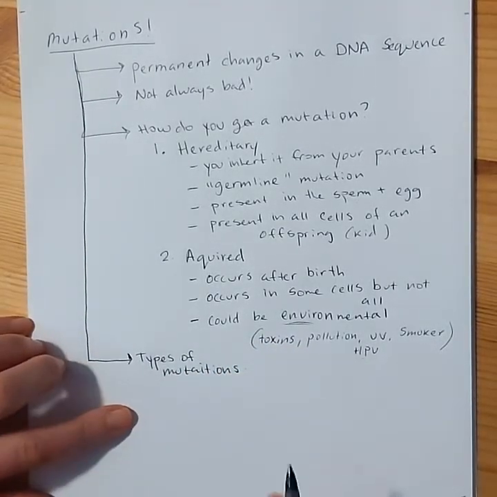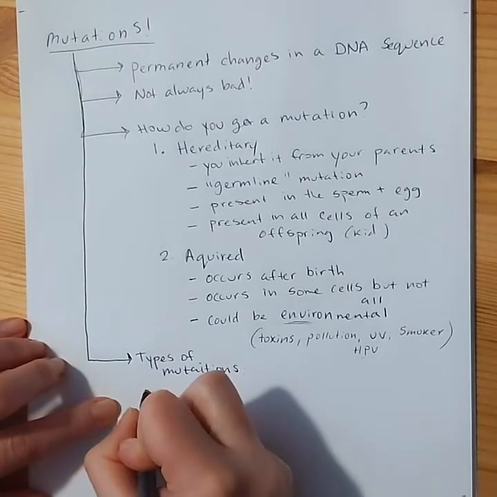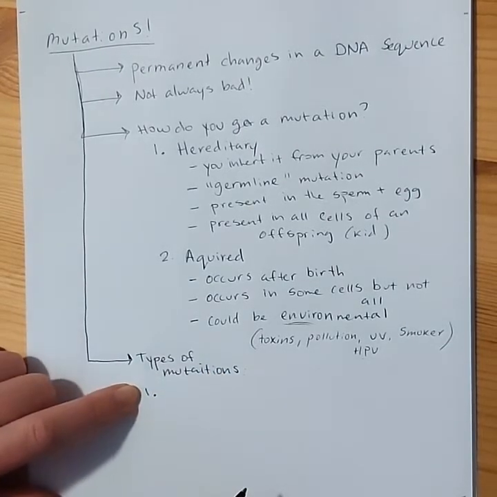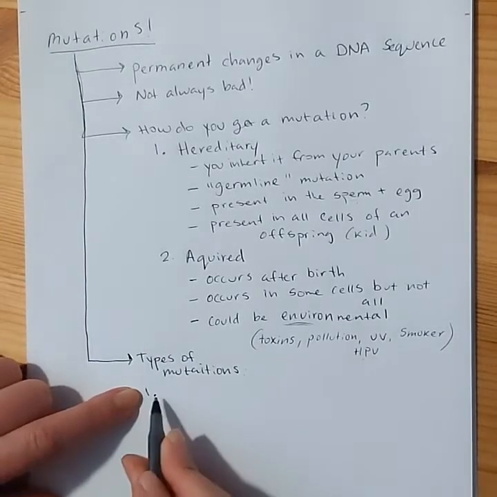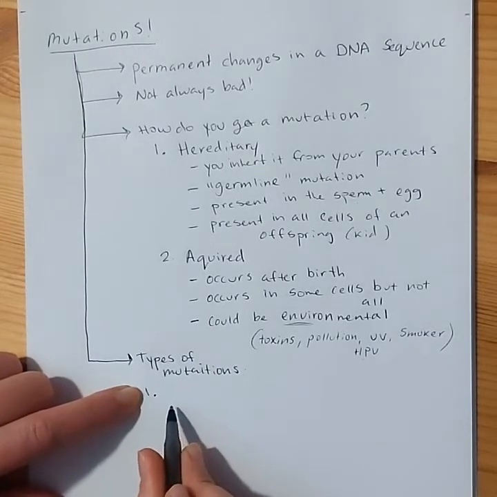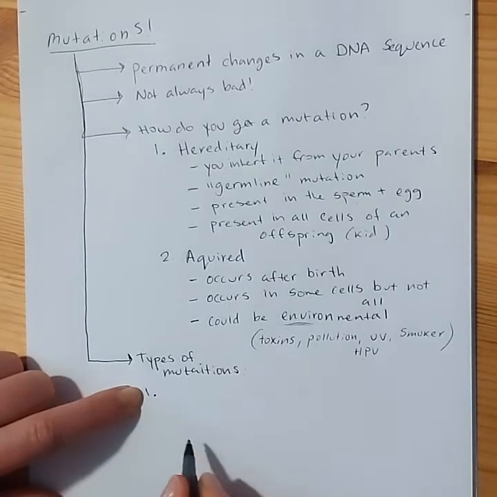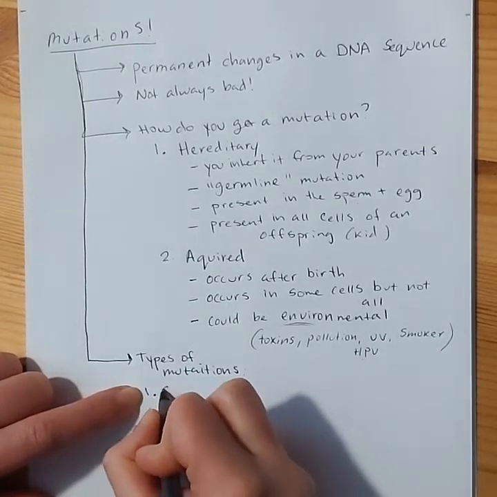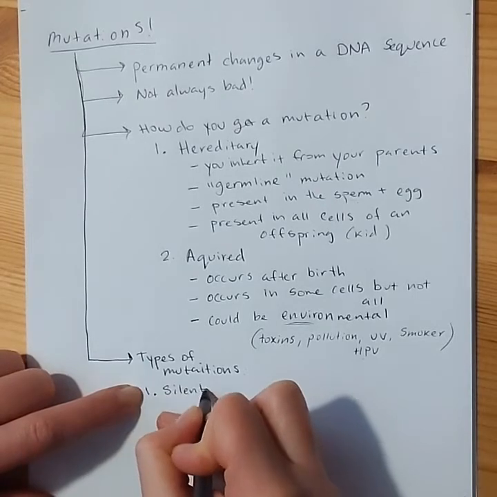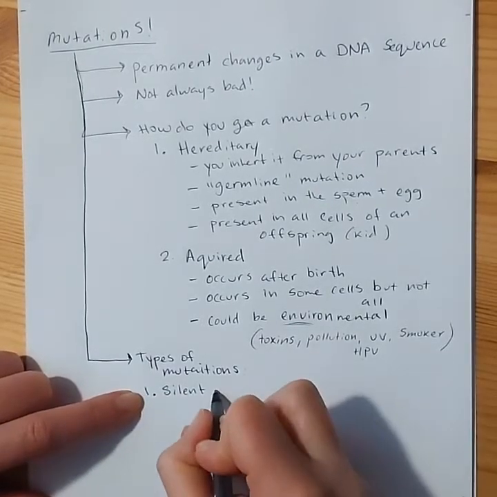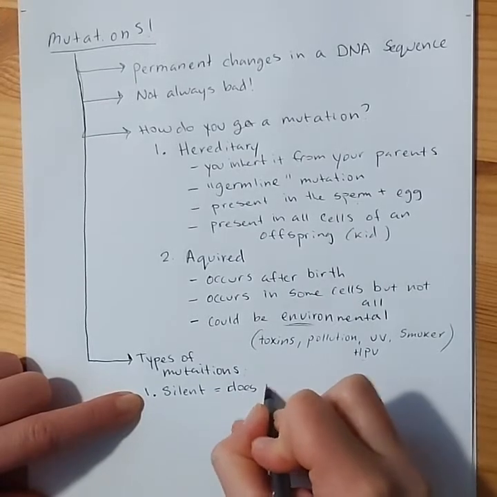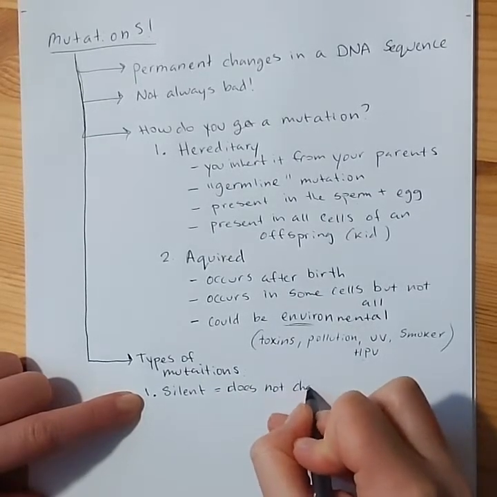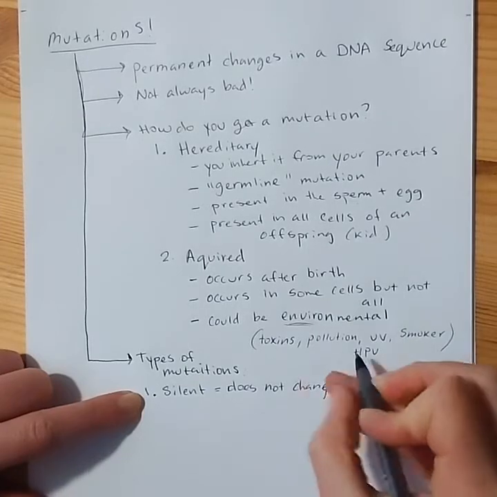We have three main types. We have mutations that have no effect on the protein you're making. So this would not be a bad mutation. This is a harmless mutation. We call those silent. A silent mutation does not change the protein.